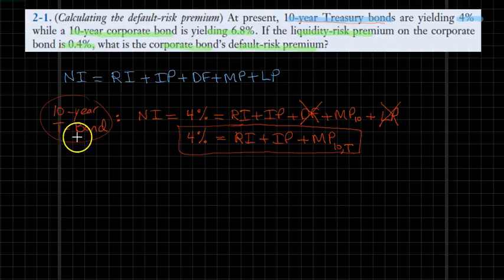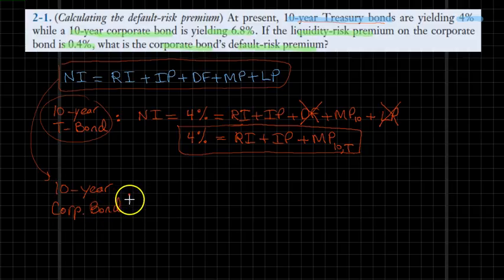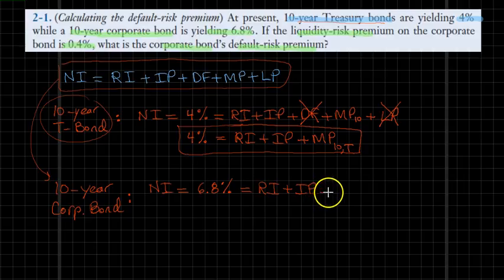Now we can go ahead and apply the same initial formula to the 10-year corporate bond as well. At the beginning I mentioned that this formula applies to any security. When applied to the corporate bond, the nominal interest for the corporate bond is equal to 6.8%, which is equal to the real risk-free interest rate plus the inflation risk premium plus the default risk premium, plus the maturity premium, again this is a 10-year security, plus the liquidity premium.